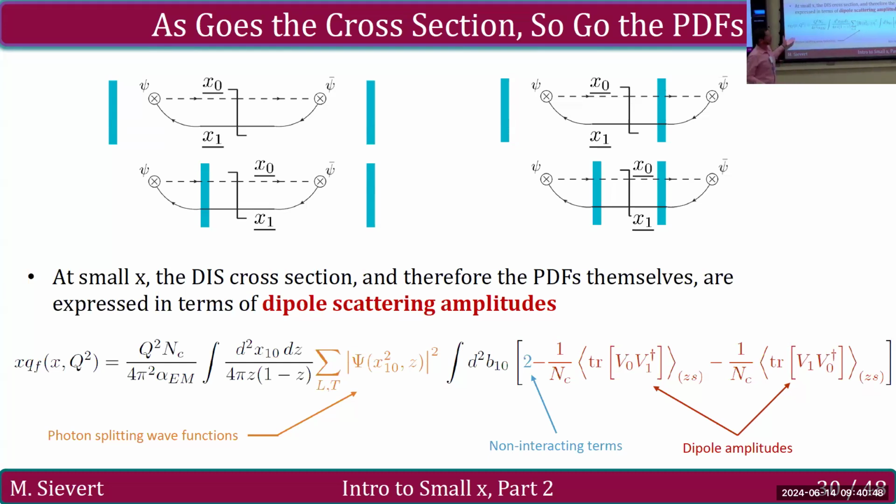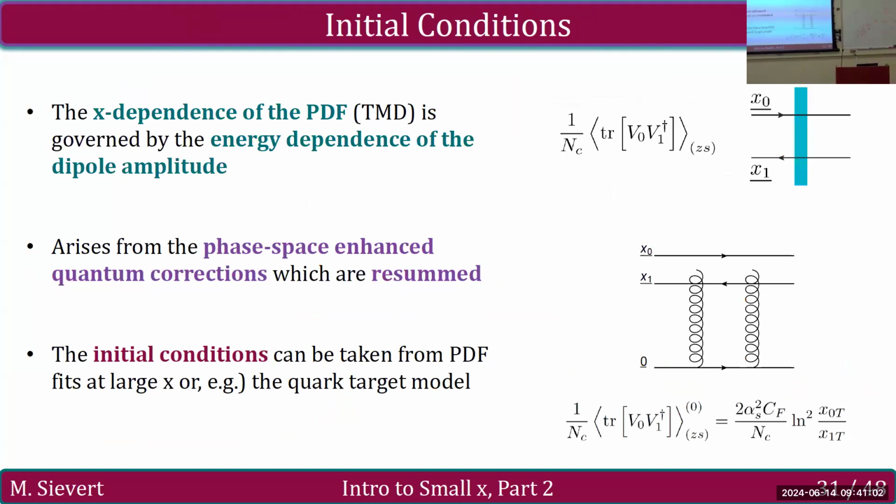So this is an operator expression, just rewriting the PDF, or rewriting the DIS cross-section, in terms of these new degrees of freedom. If the cross-section is built out of dipoles, the PDF is built out of dipoles. And this is the operator reflection. So what we really want to do then is study the properties of this dipole operator that controls the whole energy dependence of the process.